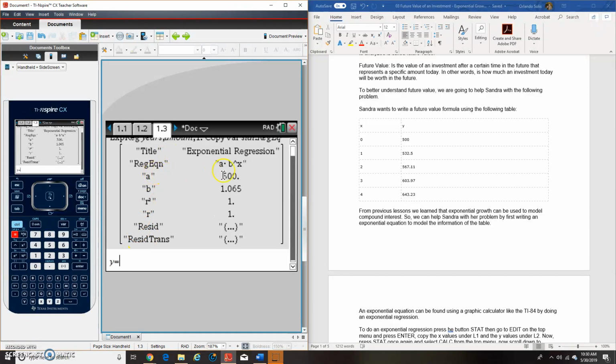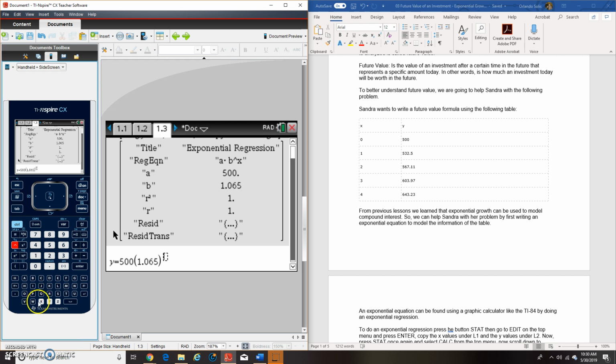And of course, our function is y equal to, and I'm writing it here just so you can see it. A is 500, so we follow this right here, which is A times B to the x power. So this right here is going to appear like this: 500, open parentheses, 1.065, close parentheses, and that's going to be to the power of x. And that's how you would take a look at this graph.